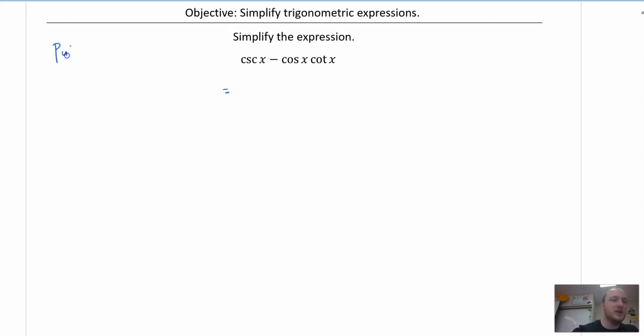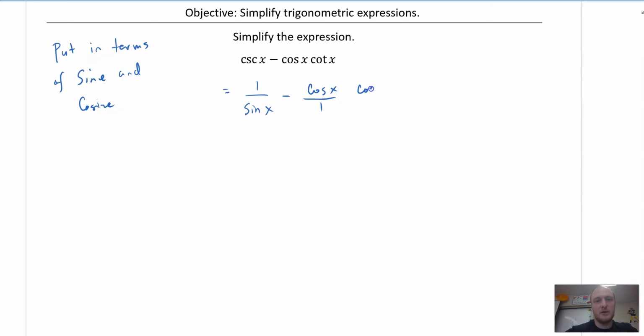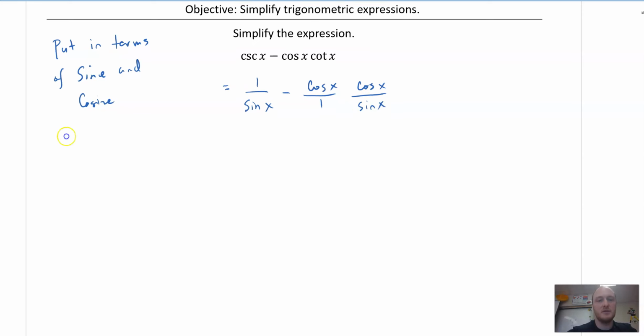I'll put this strategy down on your paper: put in terms of sine and cosine. Because a lot of things will start to reveal themselves when you do this. So cosecant, that's 1 over sine of x, minus cosine, that stays, I'll put that over 1. And then cotangent, I know that's cosine of x over sine of x.